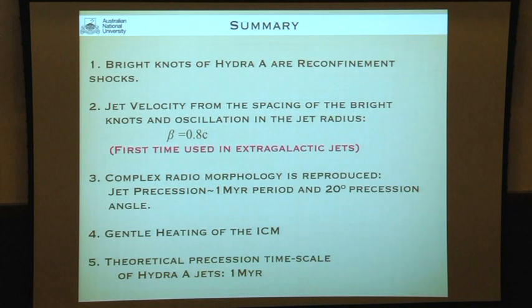So I'll summarize my project. The accomplishments with my model are, first of all, I find that the bright knots of Hydra A are reconfinement shocks. And second, I estimate the jet velocity from the bright knot locations and the oscillation of the jet boundary, which is 0.8 c. This is consistent with a recent theoretical estimate of FR1 source jet velocity by Laing and Bridle 2014. They also estimate 0.8 c for FR1 sources. And this kind of estimation, from the information of bright knots, is used for the first time in extragalactic jets.